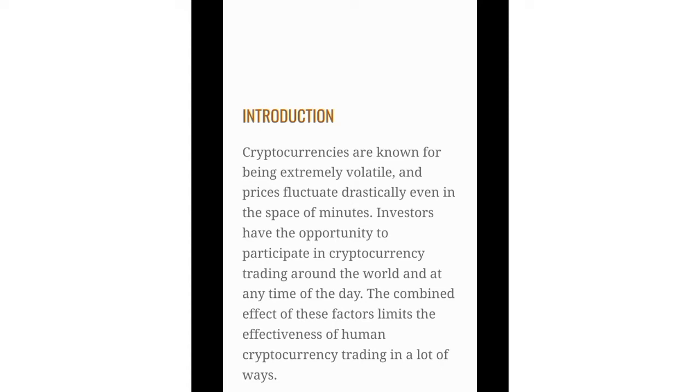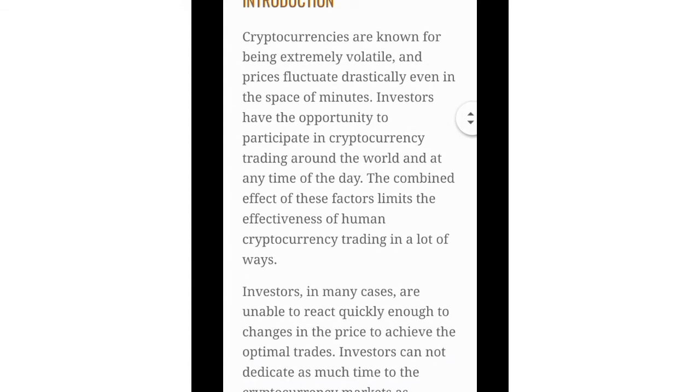of the day. The combined effect of these factors limits the effectiveness of human cryptocurrency trading in a lot of ways. What does this simply mean? It means that due to these fluctuations and the extreme volatility of the coin, humans, that is you and I, can miss out on such trades. Those are the main factors that may limit our effectiveness when it comes to taking advantage of crypto trading.